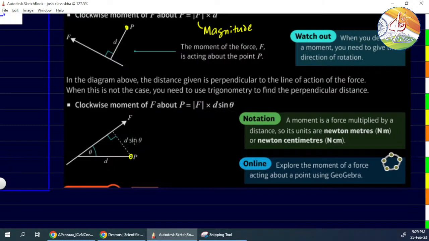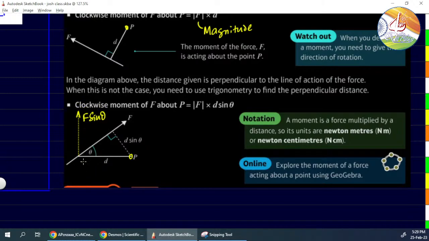Now there is one more way to solve it. Many times finding this perpendicular distance is difficult in the problems. So in that case, we have to take the vertical component of the force. What is the vertical component of force? This will be F into sine theta, no? For this component, d is the perpendicular distance.